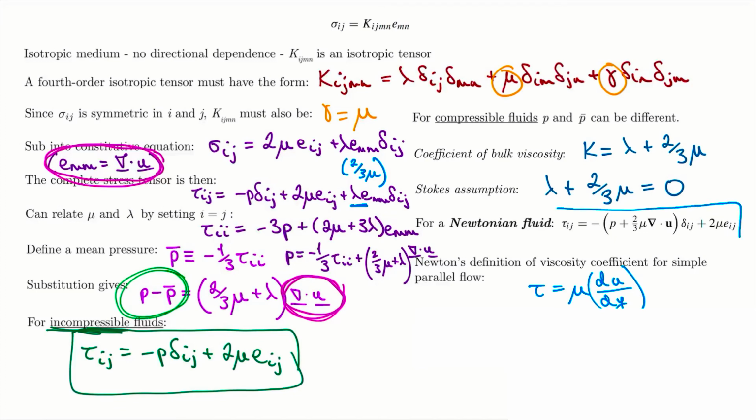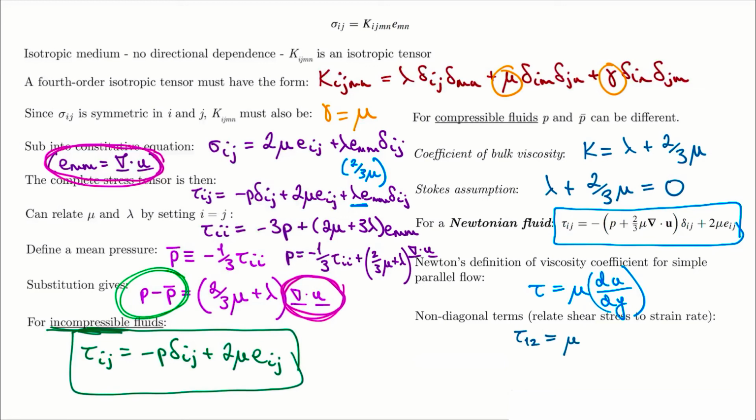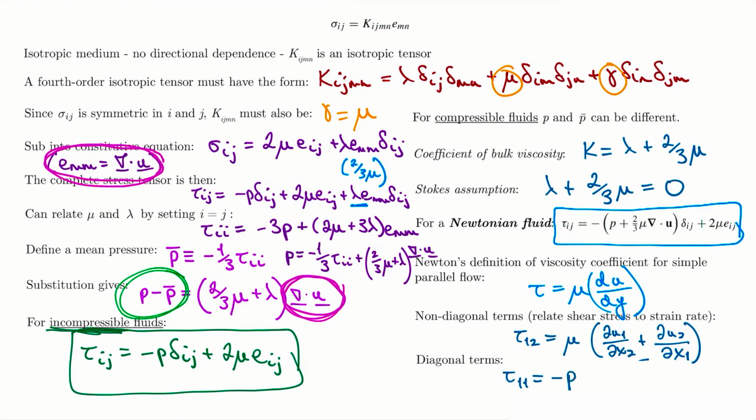So this one can be boxed. It's probably important enough to have our stress tensor for a Newtonian fluid. And then we look at this: our non-diagonal terms are of the form like this, like tau 1,2 would be mu times dui1 dix2 plus dui2 dix1. That relates shear stress to strain rate. Diagonal terms are a little less clear. So for that, they would be like this, for example, is an example of one.